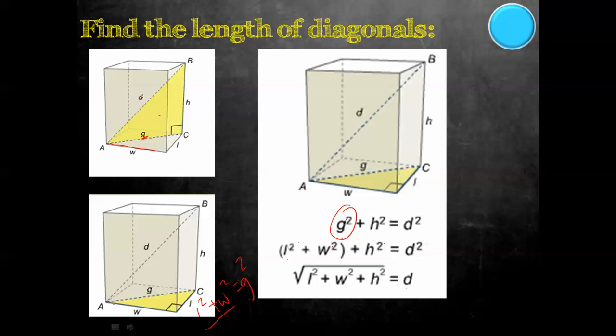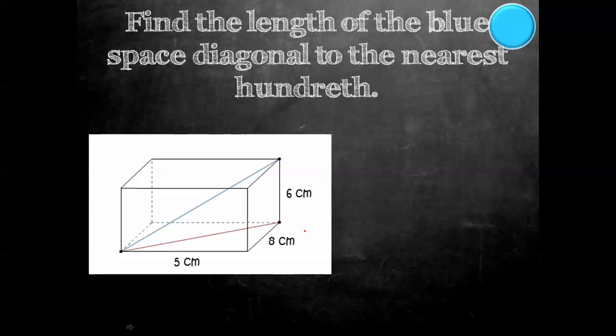So if you want to find the space diagonal, all you have to do is find the square root of length squared, width squared, and height squared, and that will give you the length of the space diagonal. So for example, if I want to find the length of this blue space diagonal right here, remember we're using the square root of length squared plus width squared plus height squared, and that's going to give us D, the space diagonal right here. So I'm just going to plug in these numbers right here. We're going to say 5 squared plus 8 squared plus 6 squared equals D.